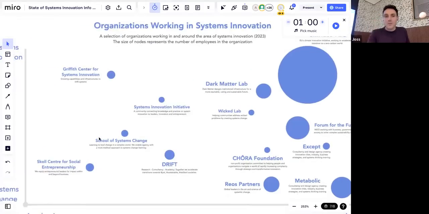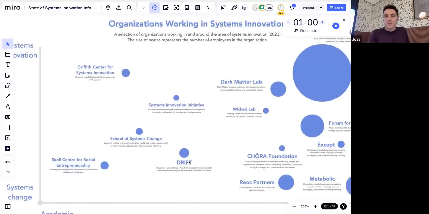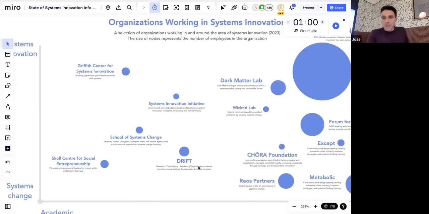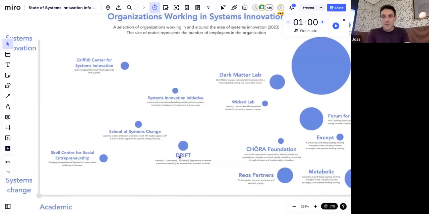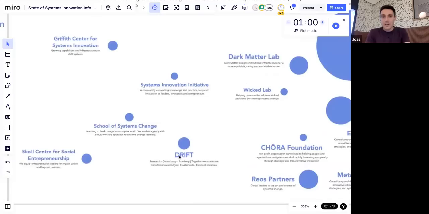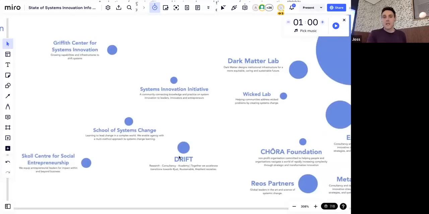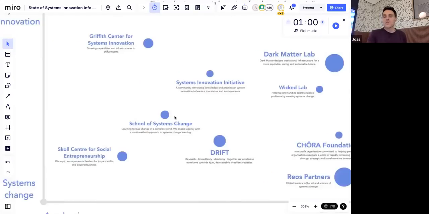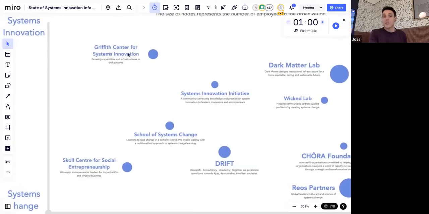So then going over here is more academic. We have Drift in the Netherlands. It's part of a university there, looking at transition processes and trying to understand those. Systems Innovation Initiative, School of Systems Change, really good place to learn about systems change. Griffith Centre in Australia, Skoll Centre for Social Entrepreneurship here at Oxford, and they do map the system and try to help people learn about systems, social entrepreneurs learn about systems change.